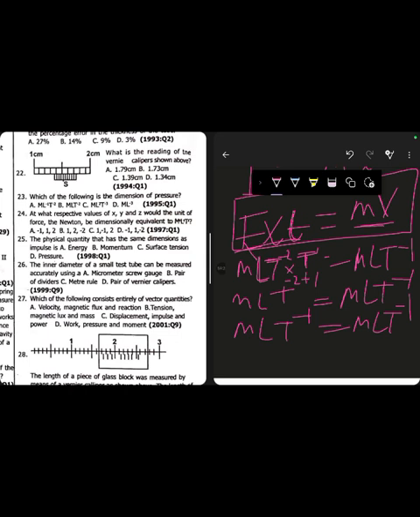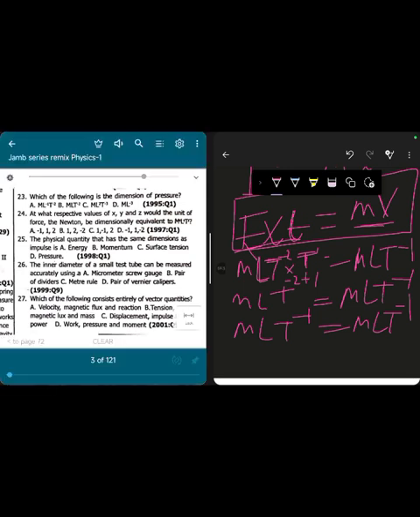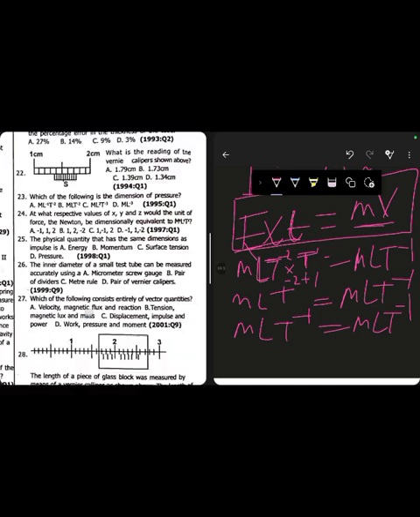So velocity. Now for option B, it has mass. So mass is a scalar quantity. It has no direction, so option B is out. I'm left with options A and option C.